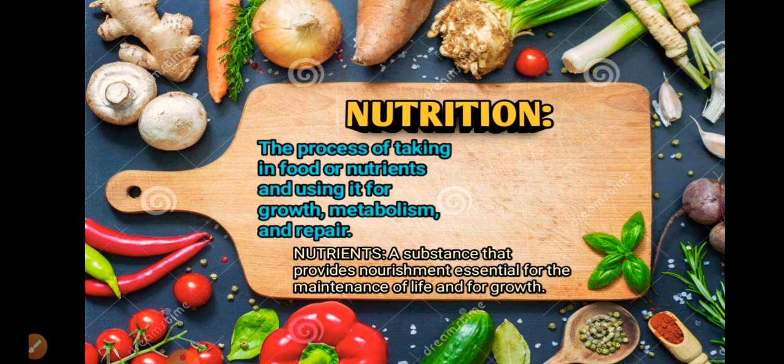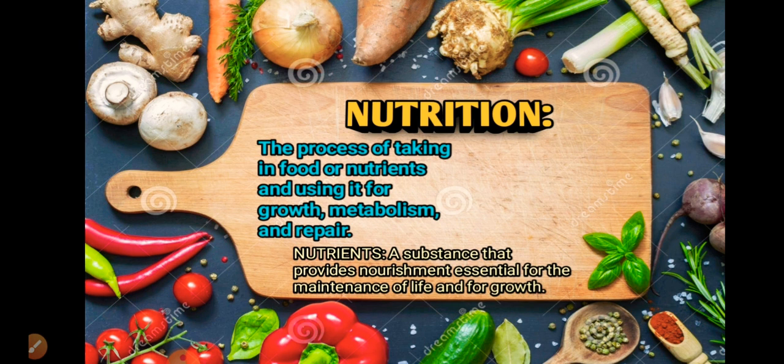Process of taking in of food or nutrients. So first thing first, food. Food we all know, food that we take in. Now this food differs from organism to organism. For us, food might be something different. For a plant, food might be something different. For a saprophyte, food might be something different. So food also varies from organism to organism. Therefore, food and nutrients, and then what we would do after taking this food and nutrients is use it for growth, metabolism, and repair.